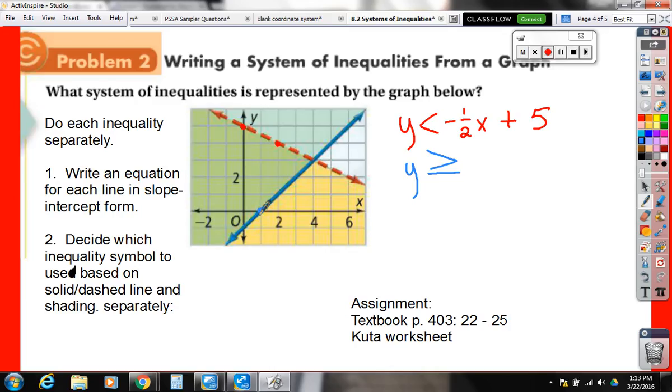That doesn't work. Over 1 would get us here. 2 over 2, which is actually 1. So our slope is just 1, and we could look at the second point. It goes up 1 over 1. So our slope is just 1, so we can just write x.